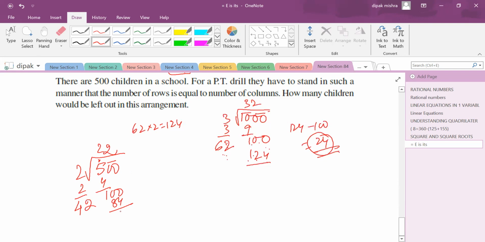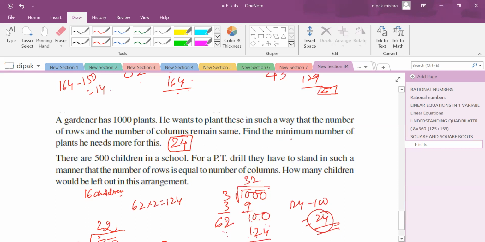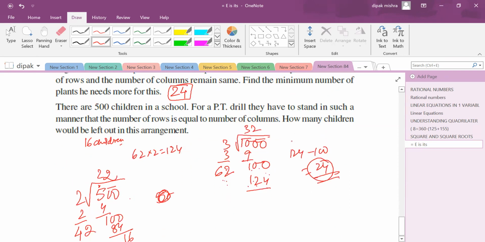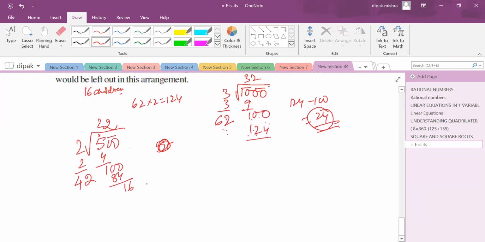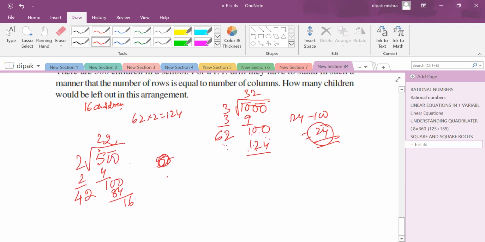So you see that if it would have been 16 less, then I would have got a perfect square number. So how many children will be left out? 16 children will be left out. So when it's a question of left out, that means how much should be subtracted from that number to get a perfect square. In the previous question, how much he needs more, which means what must be added to get a perfect square. So the answer for this question is 16 children must be left out in this arrangement.